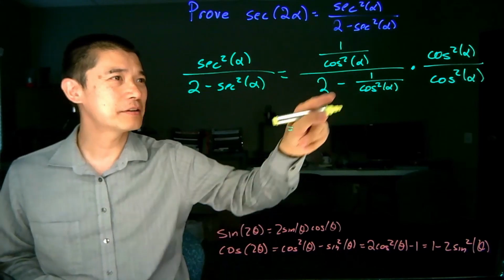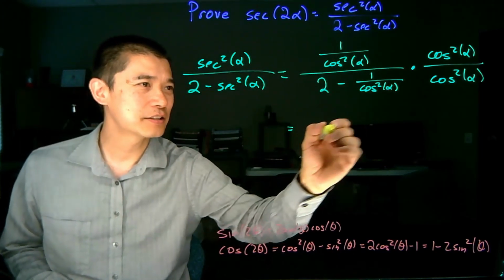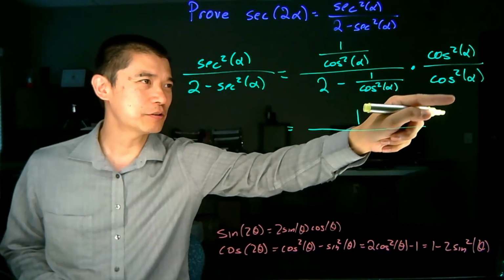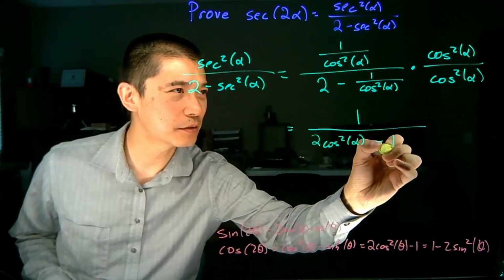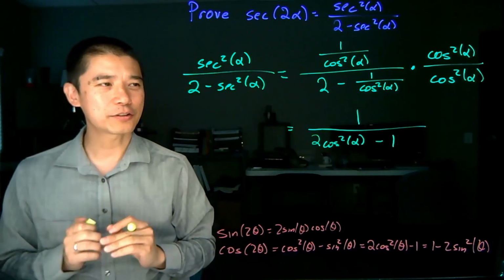So let's see what we have. If we multiply by cosine squared alpha, that cancels out that. So we have just a 1 in the numerator over, well, we distribute, 2 cosine squared alpha minus 1. And the cancellation happens just like it did in the numerator. And now things are starting to look familiar.